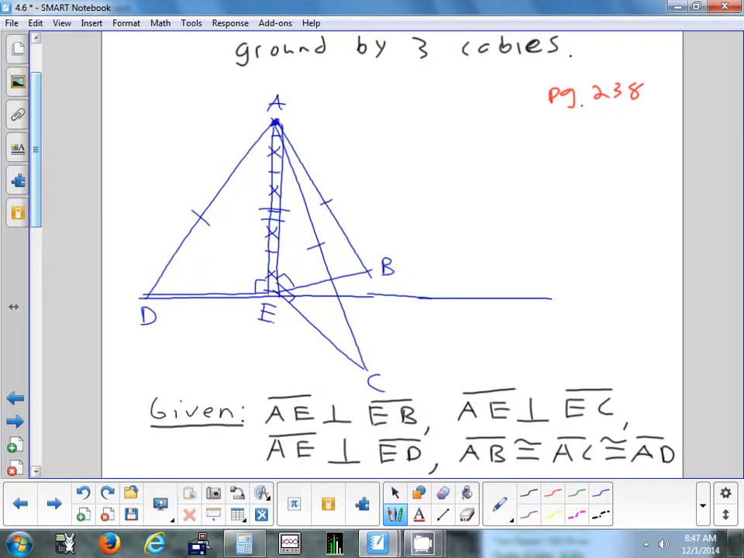What are those segments? I mean, they're the wires that are holding the antenna, but in terms of the triangle, AB, AC, and AD are like your what? They're your hypotenuse. Yep. They're your hypotenuse.